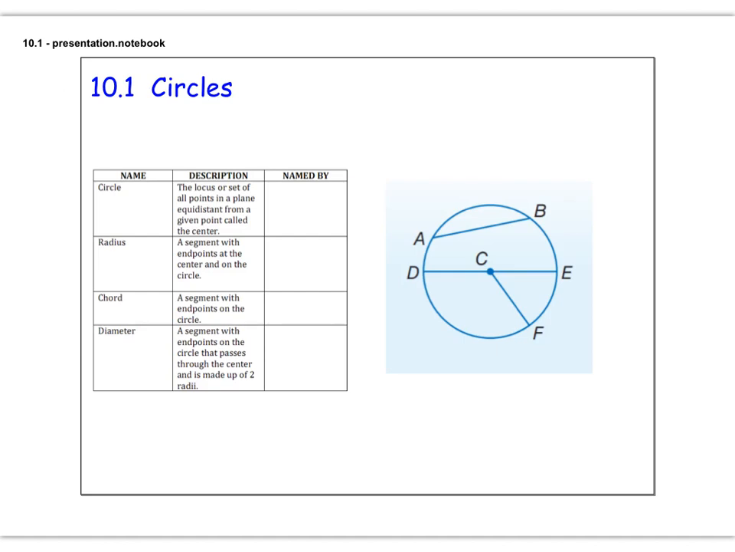Hi, today we're going to start section 10.1. Chapter 10 is all about circles. So let's start with the definition of a circle. It is the locus or set of all points in a plane equidistant from a given point called the center.